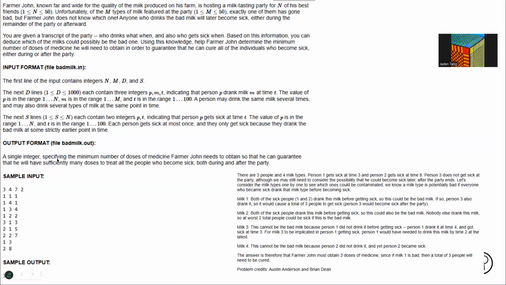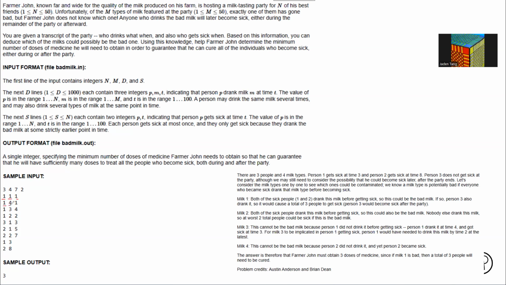The output is the minimum number of doses that Farmer John needs to obtain so he can guarantee that he will have enough to treat everyone who could be getting sick either during or after the party. So in the example test case, person one drank milk one at time one.